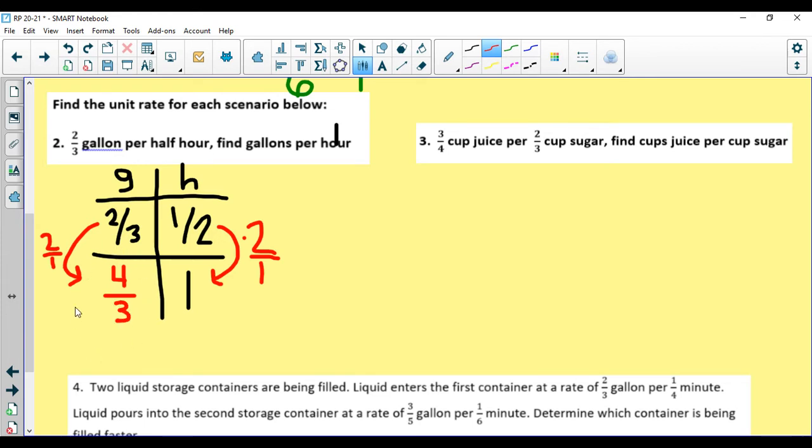That is an improper fraction. If you need help remembering how to convert this to a mixed number, reach out to me or the math specialist and we'll work with you on that.